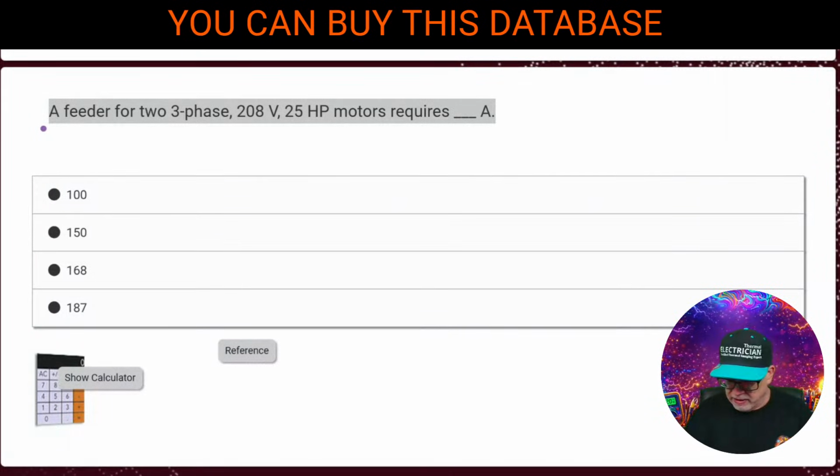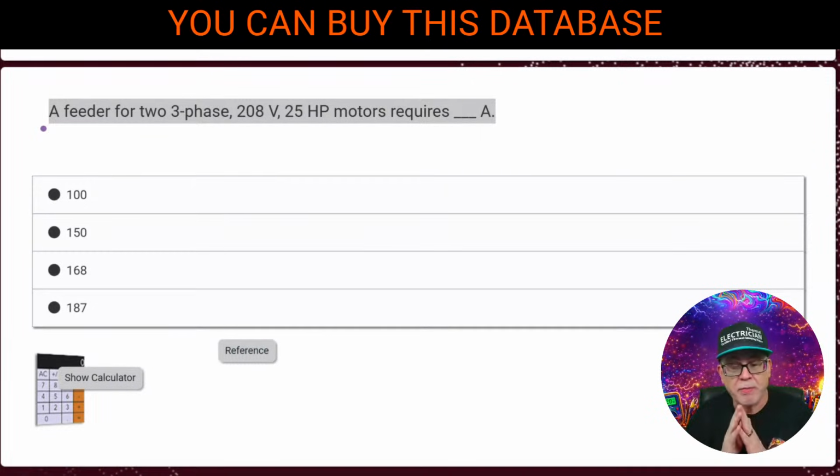Got your calculator. And we're taking that at 125% because that's what it said in 430.24. So I'm going to take the 74.8 times 1.25, and that's going to give me 93.5. So I'm going to write that down, plus the sum of the other motor, which is exactly the same type of motor, so that was another 74.8. So I'm going to take that 93.5 plus 74.8, and that's going to be 168.3. Again, the 0.3 we can drop.